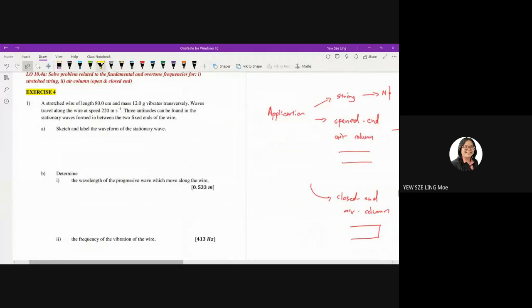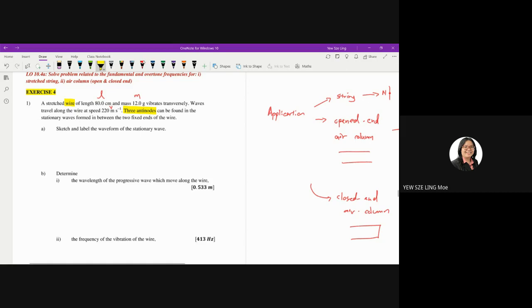Question 1: a stretched wire. A wire is an example of a string, an application of string. Of length 80 cm, that is L, and mass 12 gram, vibrating transversely. A wave travels along the wire at a speed of 220 meters per second. So this is the v along the string, right? Three antinodes can be found in the stationary waveform in between two fixed ends of the wire.